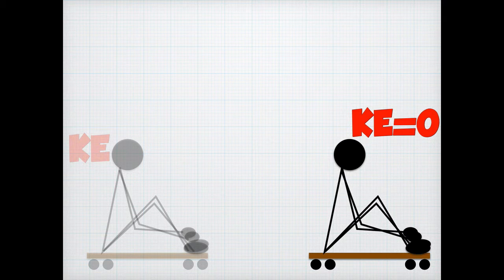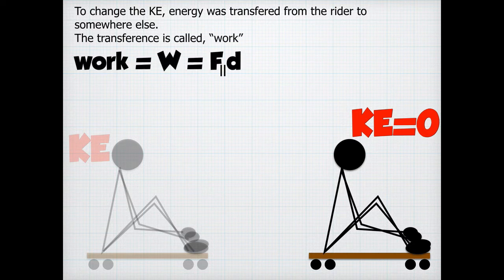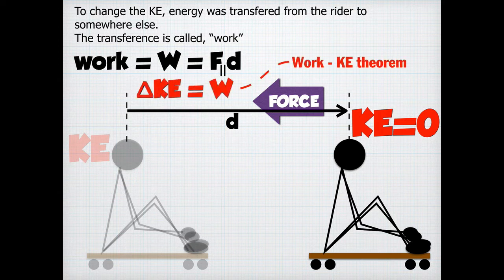So to change their kinetic energy, it had to be transferred from the rider's kinetic energy to somewhere else. Anytime we transfer energy, we call that work. So we recall that work is equal to the force parallel to the displacement times the displacement. The force is going to be friction, and the displacement's along the floor. So in this case, work is going to be removing kinetic energy from the rider and the board. So this is the work kinetic energy theorem. If I want to change the kinetic energy, I have to do work to transfer that energy somewhere else.